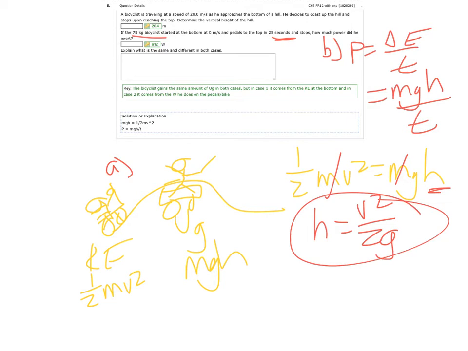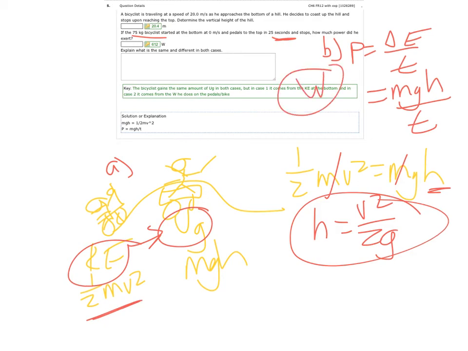In both cases, the bicyclist is gaining potential energy, but in A, they are changing kinetic energy into potential energy, whereas in B, it's the person applying work, doing work with the pedals, that causes the increase in potential energy. So you can't get energy from nowhere. In one case, it comes from kinetic energy, and in case B, it comes from the work of the bicyclist. He ate his food, hopefully, to get energy to his muscles.